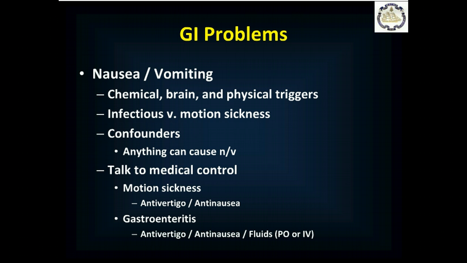People having heart attacks will have nausea and vomiting. Hopefully they'll have other symptoms as well, but nausea and vomiting can be presenting symptoms. So talk to medical control. If it looks like it's something severe, you're going to want to evacuate them. If it's just motion sickness, an anti-vertigo medication or an anti-nausea medication, or a combination of both, may be very helpful. And if it's gastroenteritis, which is a viral inflammation of the stomach and bowel, usually accompanied by diarrhea, an anti-vertigo or anti-nausea medication, as well as fluids, either by mouth.